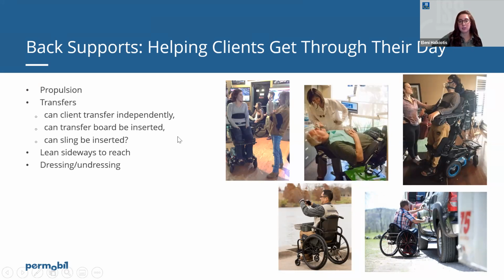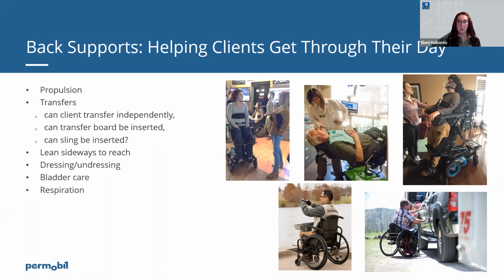Are they doing any dressing or undressing in the chair, especially upper body dressing? And does perhaps the contour of the back support need to be a certain way to enable them to independently get their upper body clothing on and off? Are they doing any bladder care in the chair? For example, do they self-catheterize, and do they have to kind of recline and lean back, and what kind of trunk posture do they need to be in to perform that self-catheterization in the wheelchair?